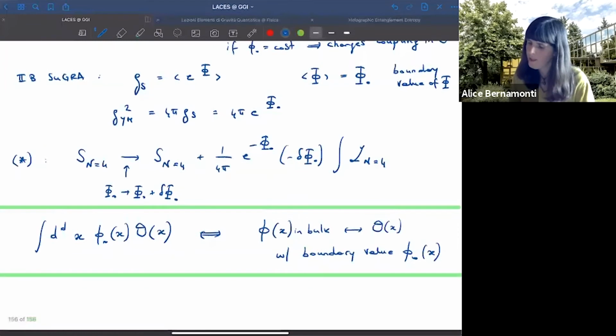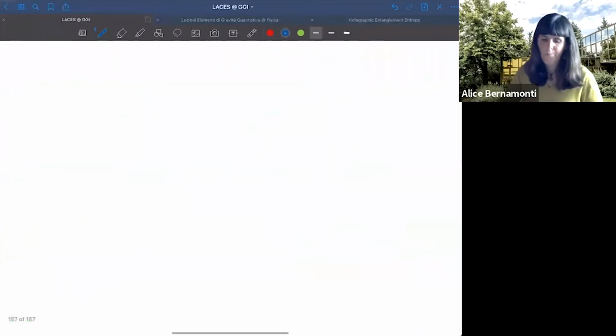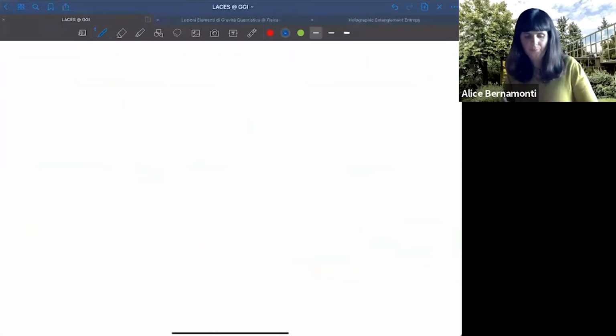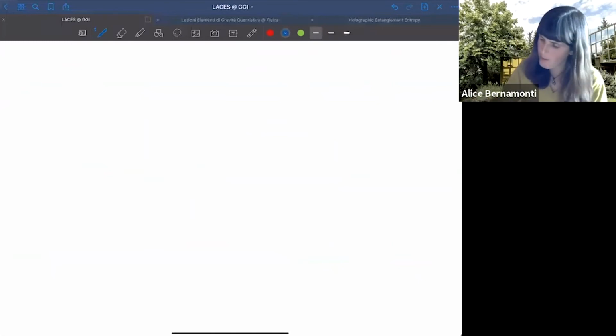And this was an example that we extrapolated, let's say, from the dilaton Lagrangian relation to scalar operators and scalar fields in the bulk. And this clearly extends to other fields. So let me just write it schematically.